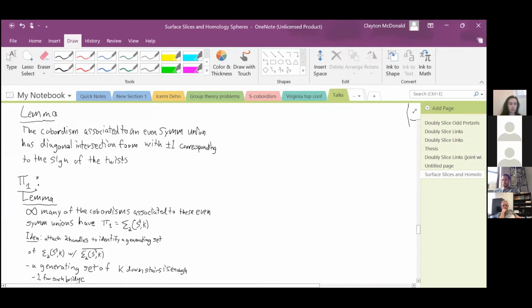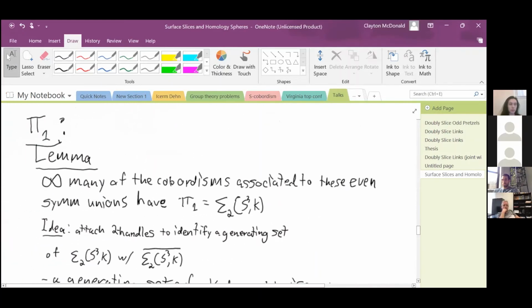Okay. So the second part we need is this pi1 condition, which is that infinitely many of the cobordisms associated to these even symmetric unions have pi1 equal to just the double branch cover of a single copy of K, not K connect sum its mirror.